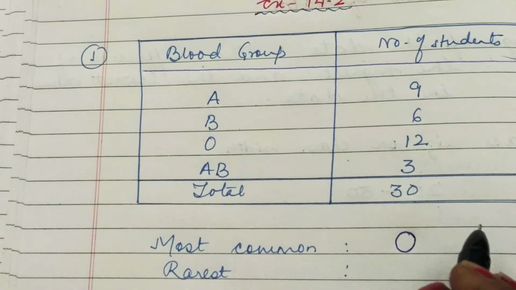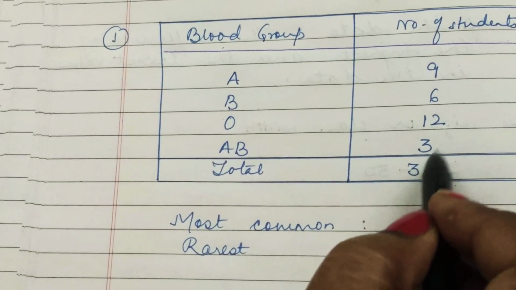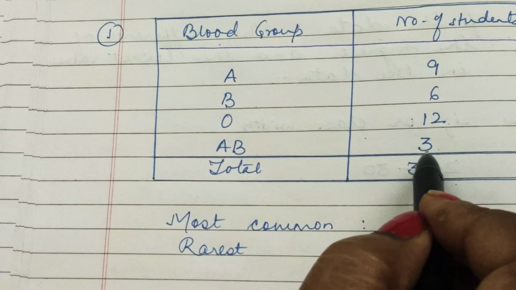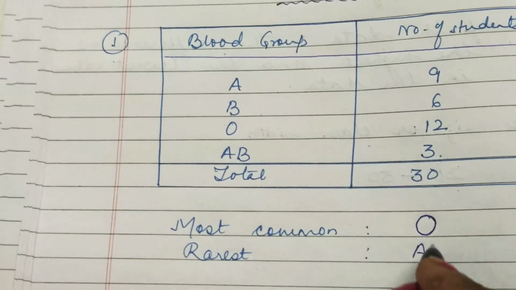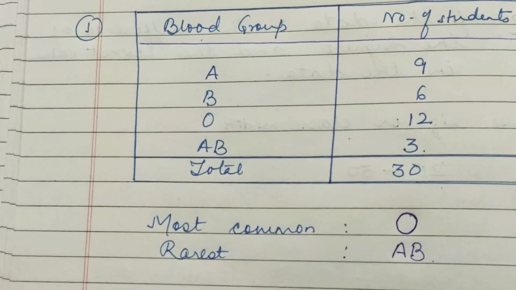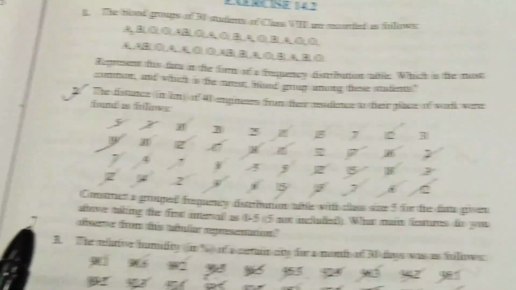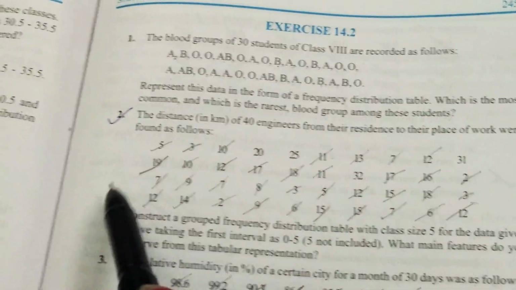And which is the rarest blood group? So in which blood group is the number of students the least? You will find it as AB. So AB is the rarest blood group. Now let us see the next question.